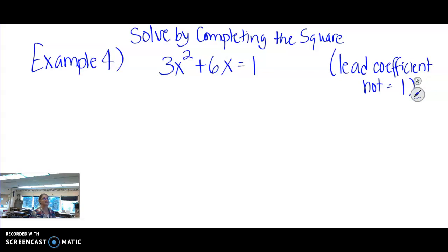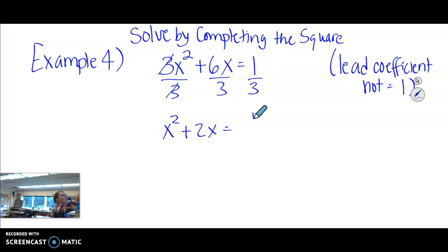And so this last example has a lead coefficient that is not equal to 1. And there's a couple of different ways to work through this. One, you can just start out by dividing by that lead coefficient of 3. And when you do that, you have to do it to all of the terms. So here, it's x squared plus 2x equals, leave some room to complete the square, equals 1/3.